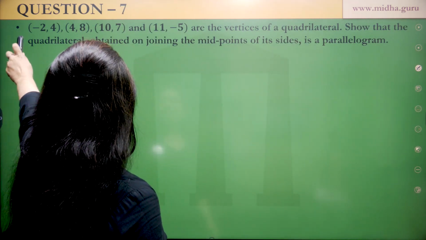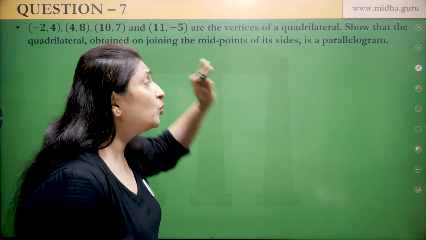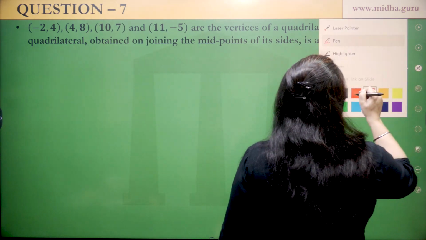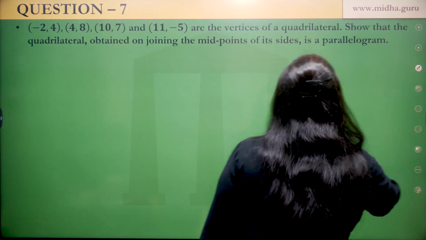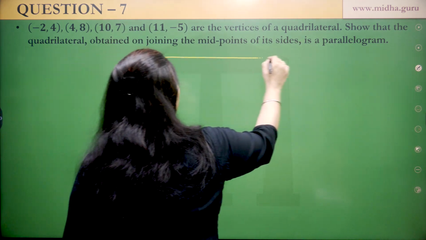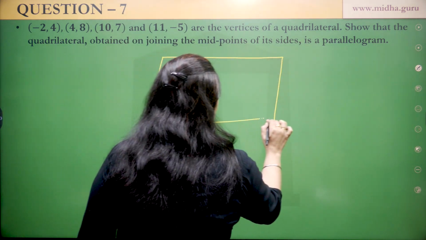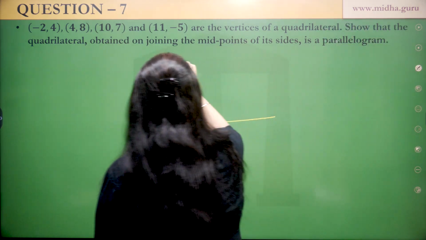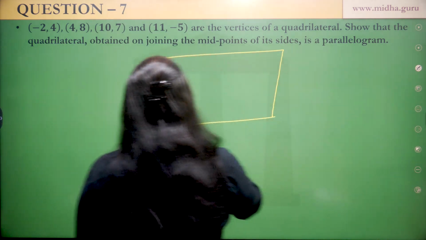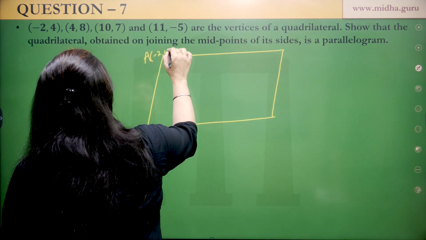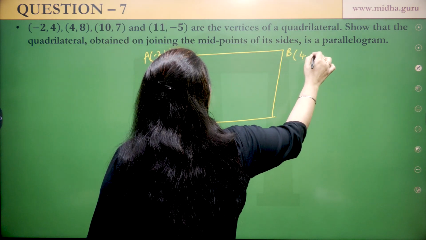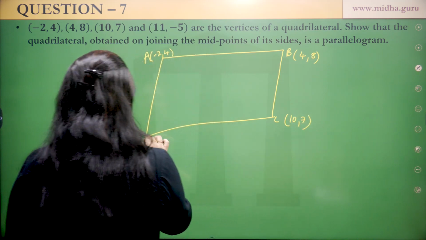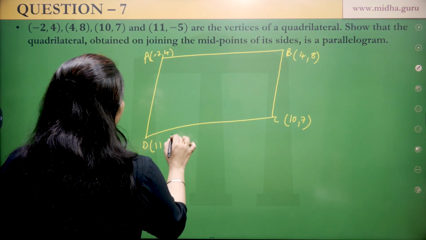Next, question 7. These are 4 coordinates, the vertices of a quadrilateral. We have to join the midpoints of the sides of this quadrilateral, and show that the quadrilateral so formed is a parallelogram. If this is the quadrilateral, the coordinates of A are minus 2, 4. B is 4, 8. C is 10, 7, and D is 11, minus 5.